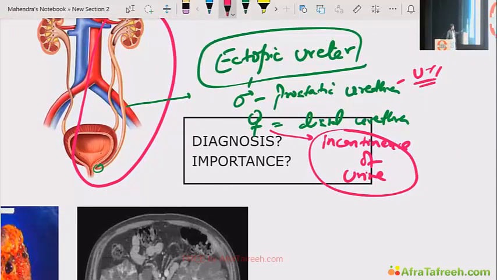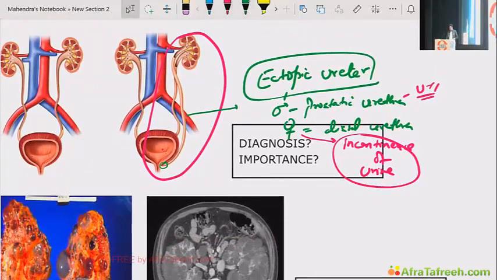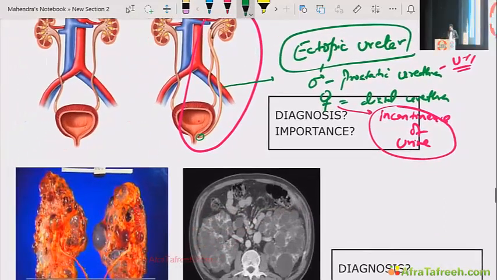Okay, so the treatment is you have to detach it from here and do the ureteric reimplantation, putting the ureter back into the bladder. That is the treatment. This question on ectopic ureter was asked two years back in NEET.